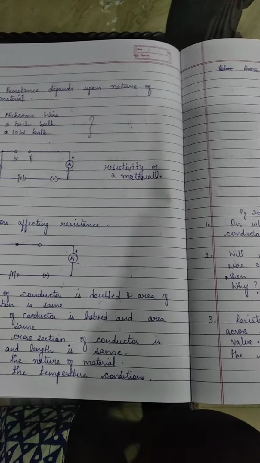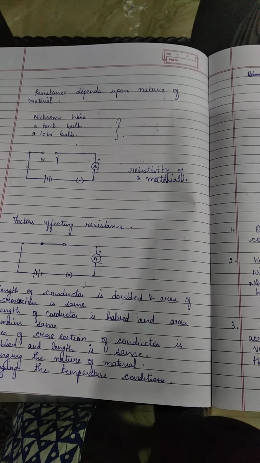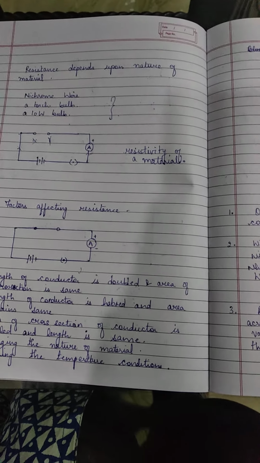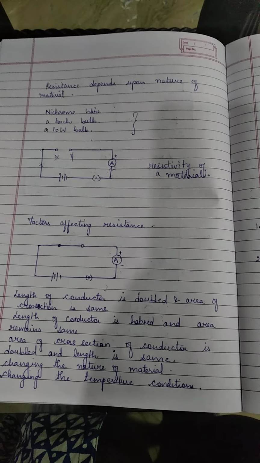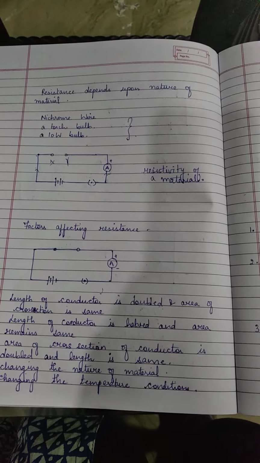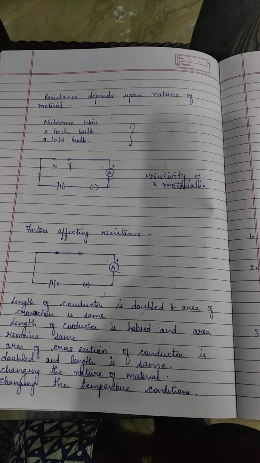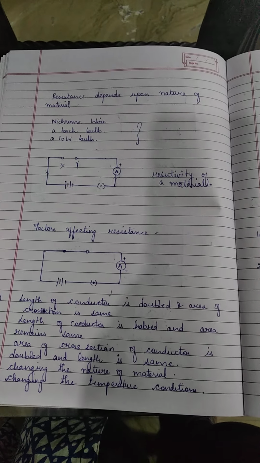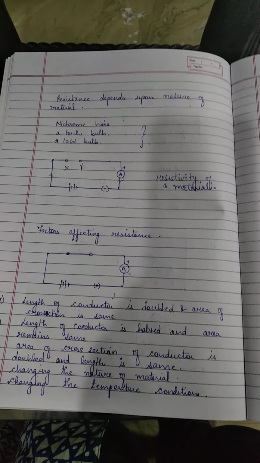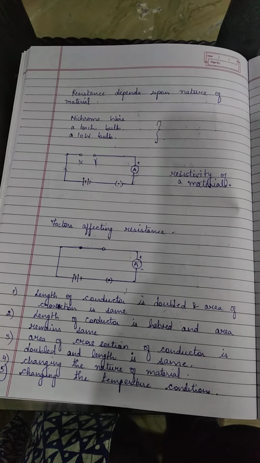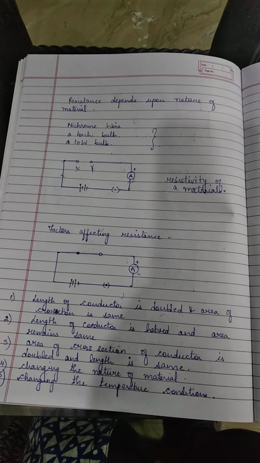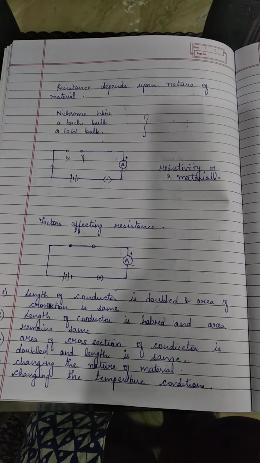Please understand, resistivity is a characteristic property, whereas resistance is the property to resist the flow of current. Resistivity will be of a particular material. A particular material will have its resistivity. It will not change. It will remain constant, whereas that particular material can have a different resistance. Okay.